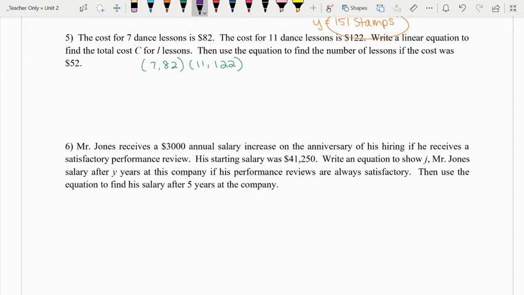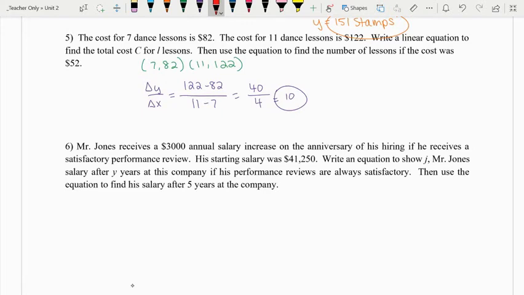So obviously, we're going to have to find slope. Anytime we have points, we find slope first. So change in y over change in x. So we have 122 minus 82 over 11 minus 7. In reality, this gives us 40 over 4, which is 10. So my slope is 10, and I need to come up with an equation.